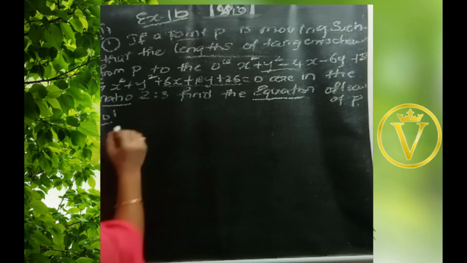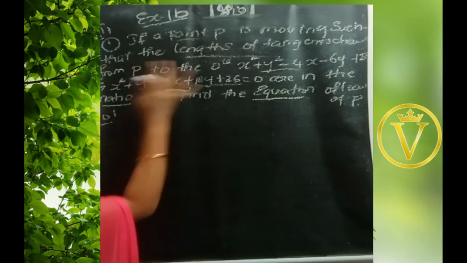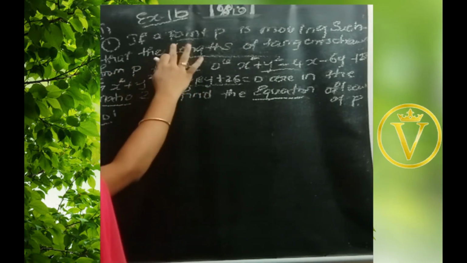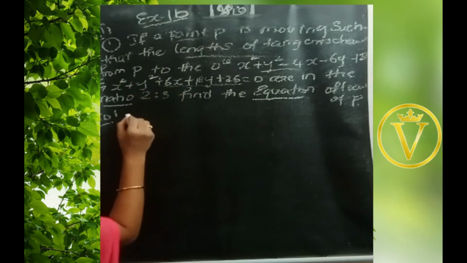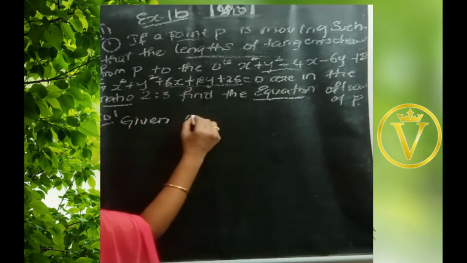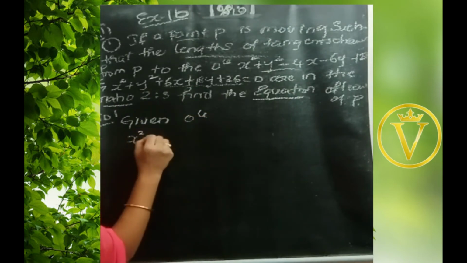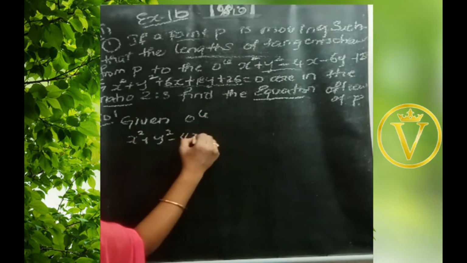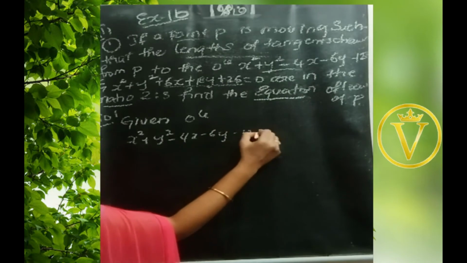First, they have given a point P. So first we'll write what is given. They have given two circles. The circles are x square plus y square minus 4x minus 6y minus 12 equals 0.